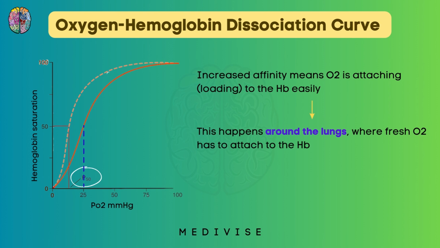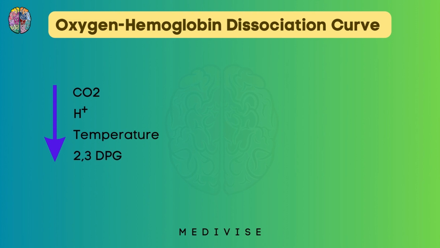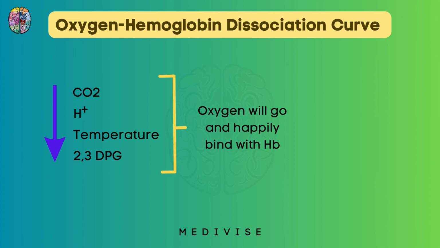and then is delivered to the tissues. Now, this happens when carbon dioxide, H plus ions, temperature, and 2,3-DPG are decreased. So a decrease in them leads to the left shift. If these are decreased, oxygen will go and happily bind with the hemoglobin.